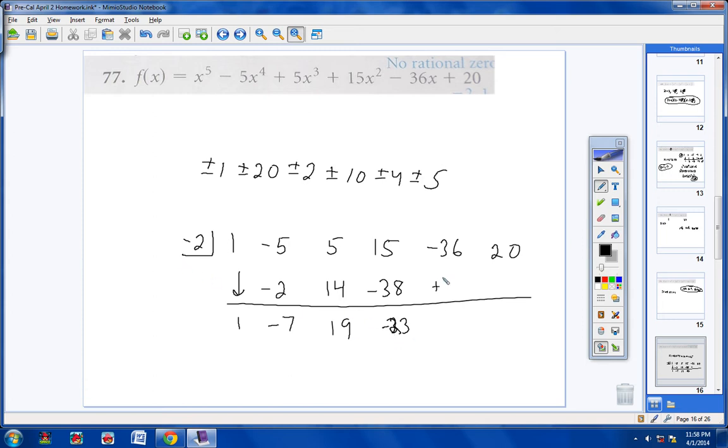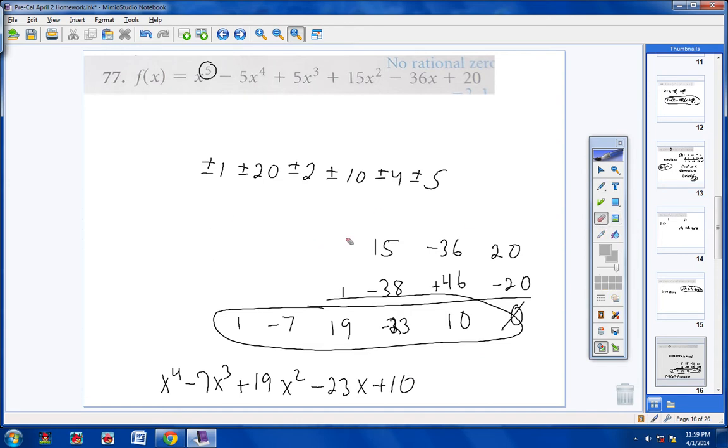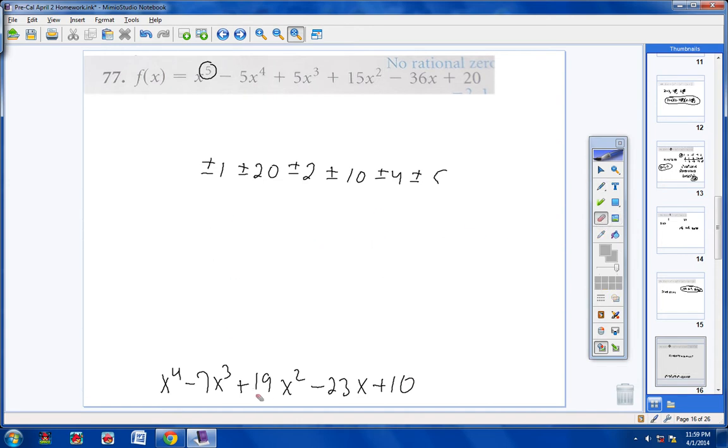Multiply, you get a positive 46. Combine, you get 10. Multiply, you get a negative 20. And so there we go. We started off with a power of 5, so all of these will be a power of 4. So I now have 1x to the 4th minus 7x cubed plus 19x squared minus 23x plus 10. I took my original problem and broke it down to this right here. That's not too bad.